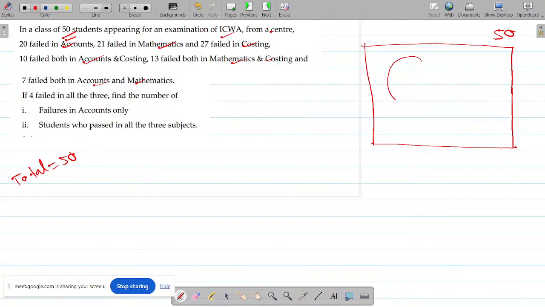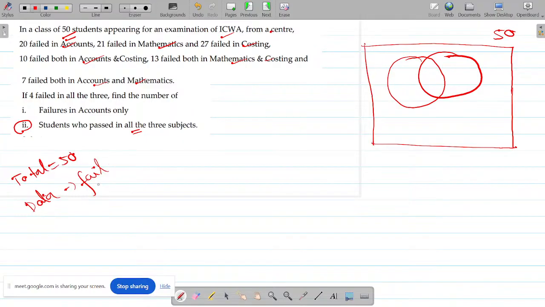I don't know whether A union B union C is also 50, because see that this subdivision asks about students who have passed in all the three subjects. The full data is about fail and failure cases, but this question is about passing in all the three subjects. So I have to be very keen. The data is talking about failed students, but the question is asked about passed students. So I have A, B, and C, for mathematics, for costing, and for accounts.